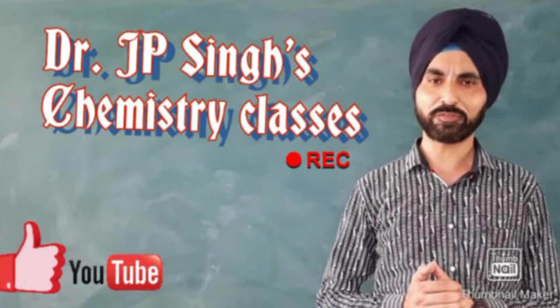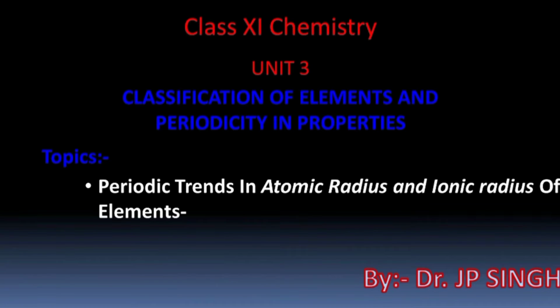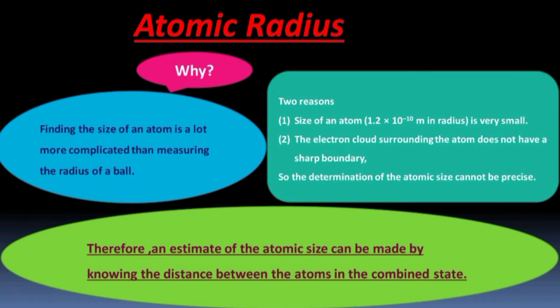Students, now we will discuss the periodic properties of the elements, and here we are going to start with the atomic radius. I want to tell you, finding the size of an atom is a lot more complicated than measuring the radius of a ball. Why is it so? There are two reasons. The size of an atom is very small, and the electronic cloud surrounding the atom does not have a sharp boundary. So, the determination of the size cannot be precise.